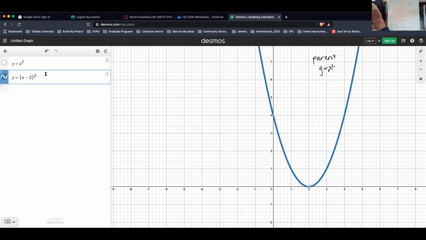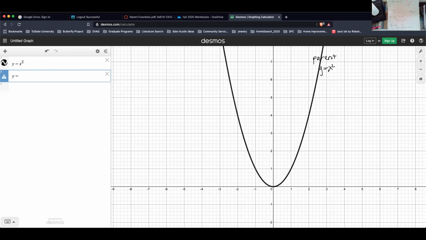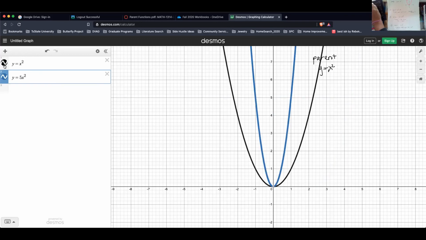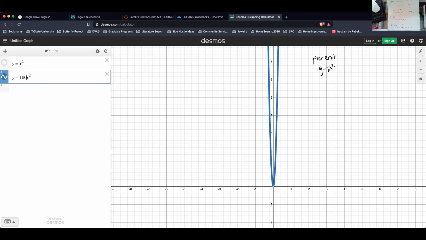And if we take that parent function again, but this time, instead of subtracting something from the input, we're going to multiply something to the output. Well, just like my hair tie example, if you vertically stretch it, the hair tie becomes skinnier, right? So if we vertically stretch by multiplying our function by a 5, our graph got taller and skinnier, right? And if I multiply by an even larger number, say 100, it gets even skinnier. Or maybe 500, really skinny.